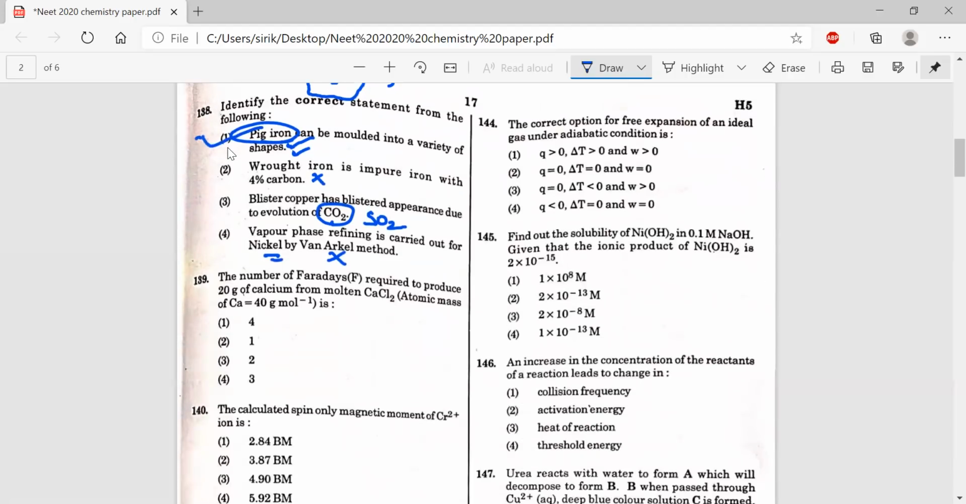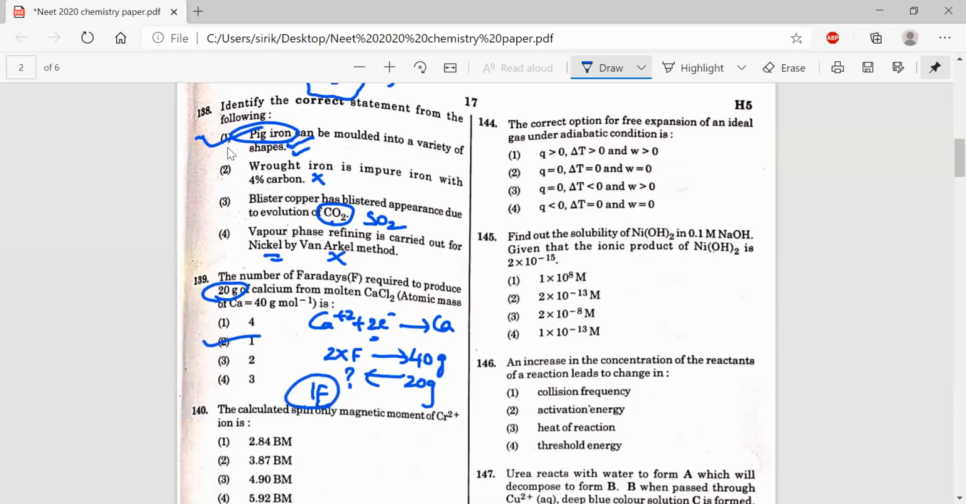And see the next question. The number of Faradays required for 20 gram of calcium chloride. They're asking for calcium. In CaCl2, calcium is in +2 state. It gains 2 electrons, then it can deposit as calcium. Means 2 Faraday charge is required to deposit 40 gram. Then for 20 gram, exactly half is required. So 1 Faraday is required.